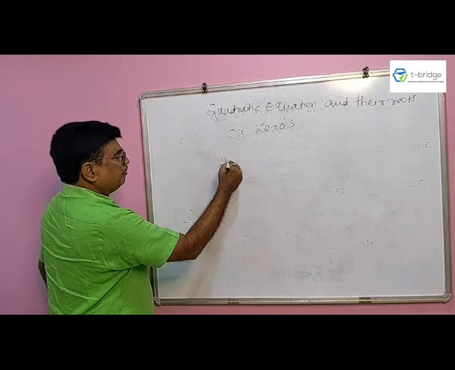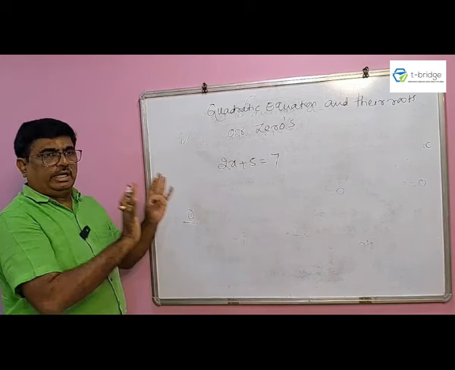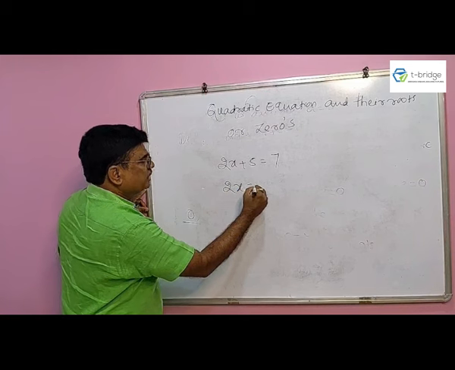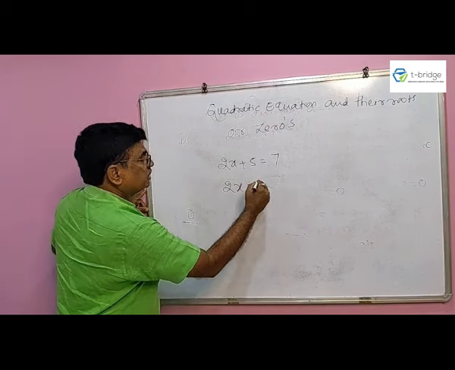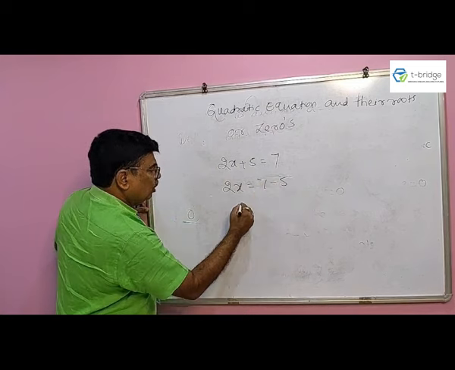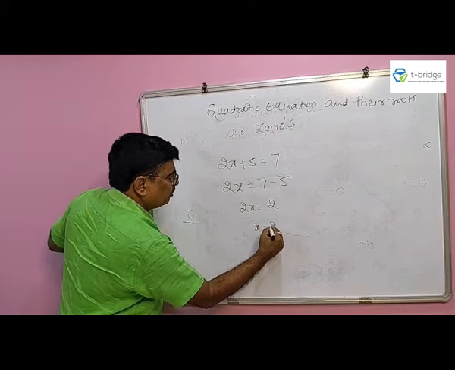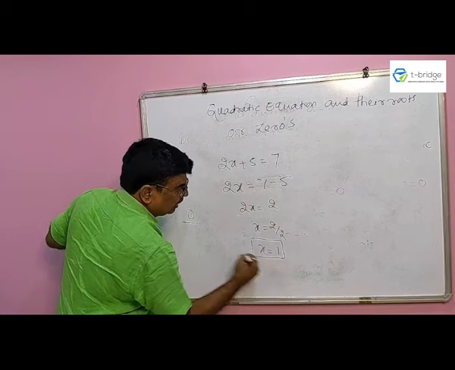Let us check 2x plus 5 equals 7. This is a linear equation in one variable. We have to solve this one. 2x equals 7 minus 5. Now 2x equals 2. x equals 2 by 2. We got the value of x as 1.